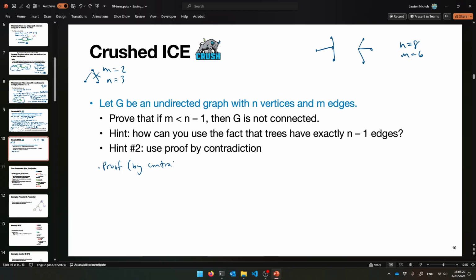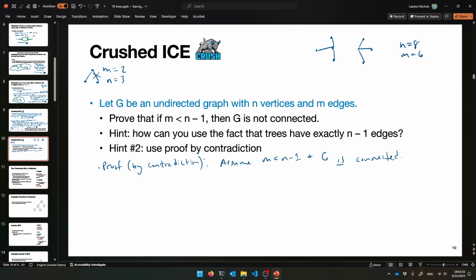So assuming you gave it a good try, let me show you my way. Proof by contradiction. Assume that m is less than n minus 1, and also assume that G is connected for the sake of a contradiction. So assume m is less than n minus 1, and G is connected after all. We'll show you that the world blows up.